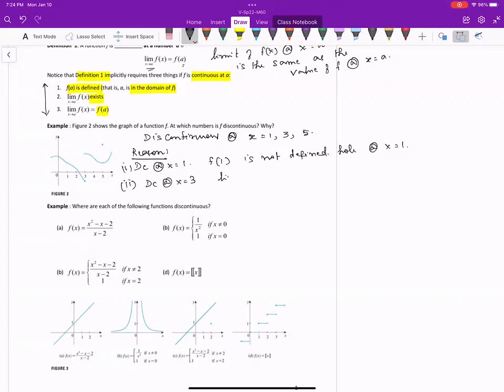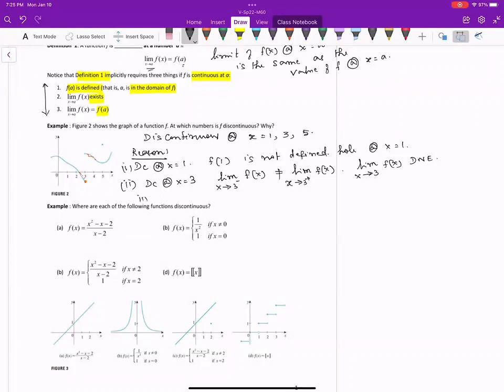Why? The limit as x approaches 3 from the left side approaches this number, whereas the right one approaches this number. So the left limit is not equal to the right limit at 3, so the limit does not exist. The second condition fails. The limit as x approaches 3 of f of x does not exist because the right limit must be equal to the left limit.